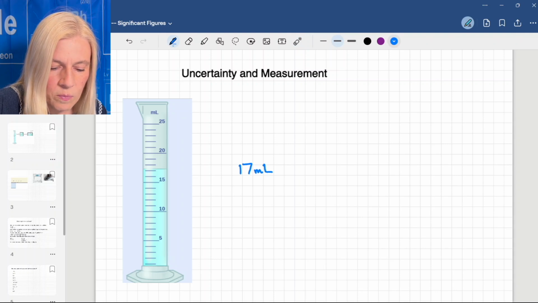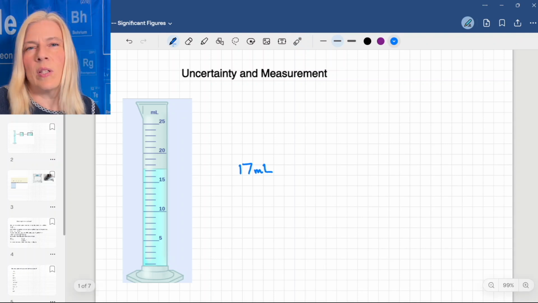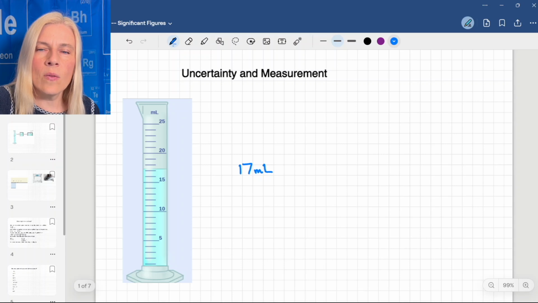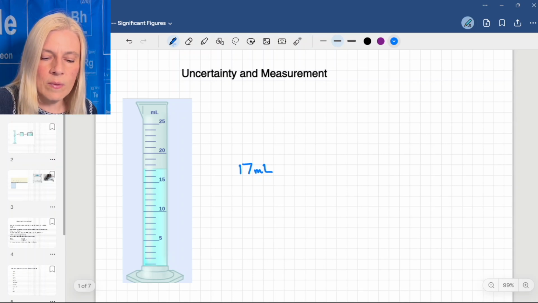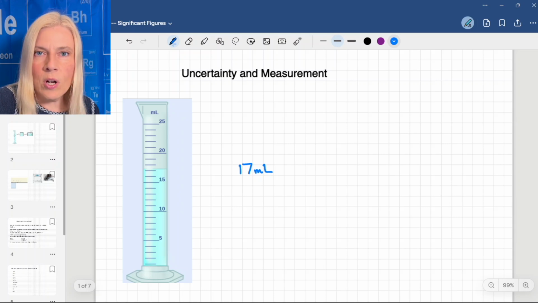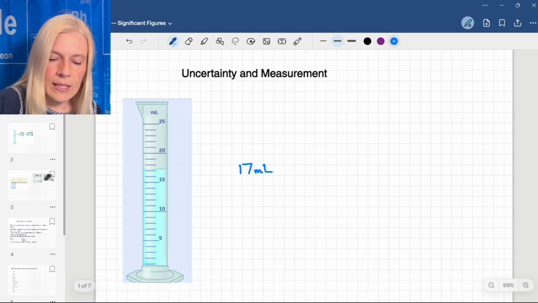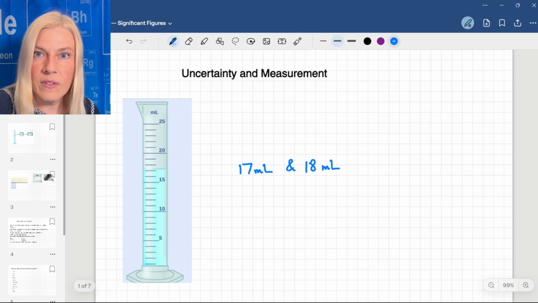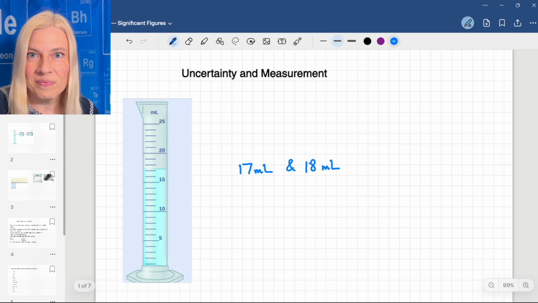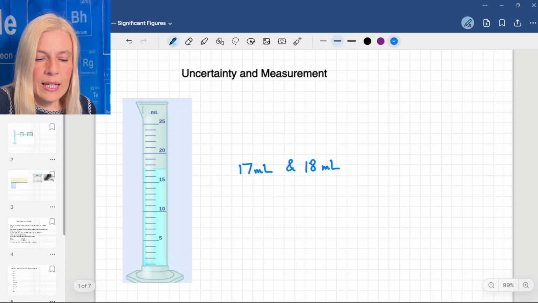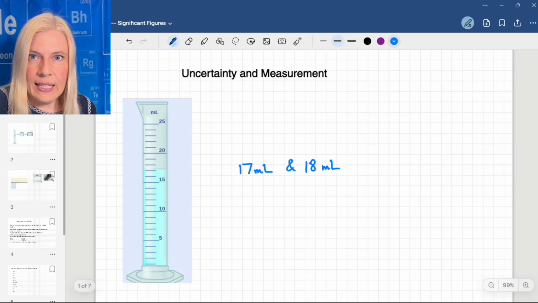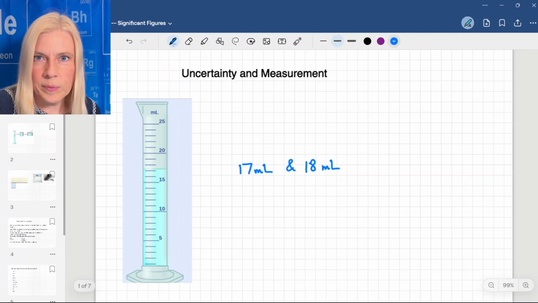Well, let's look a little bit. I know it's a little bit more than 17. So let's think about what we are certain of. I know that my liquid, the water, is somewhere between 17 and 18 milliliters. That I am certain of. So I know it's a little bit more than 17. And now, how much more?